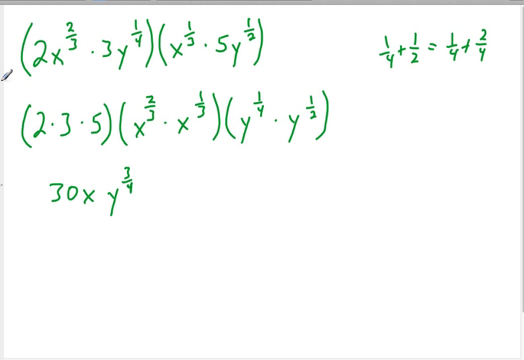So basically we just split them apart and grouped similar things together. So coefficients, then x terms, and then y terms, and then actually they're not terms, they're factors, and then smushed them all back together. So that is it for this video.